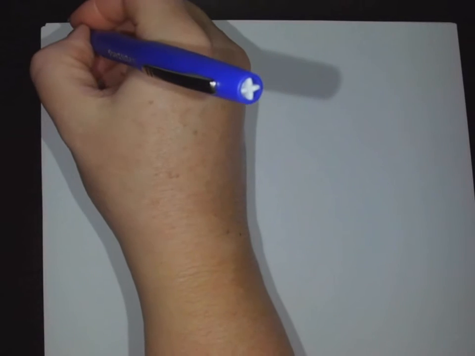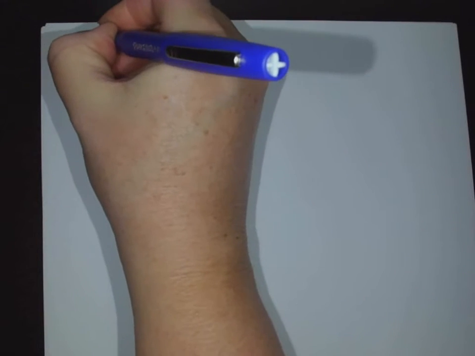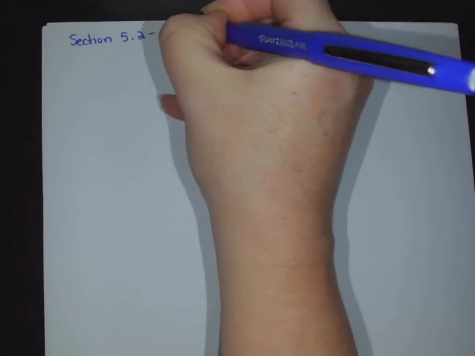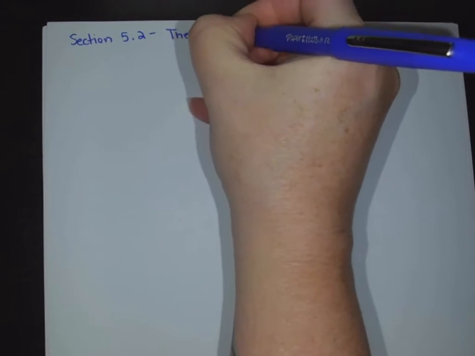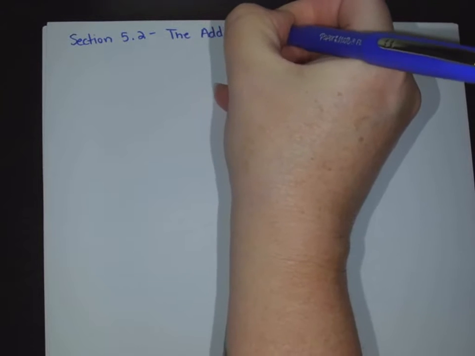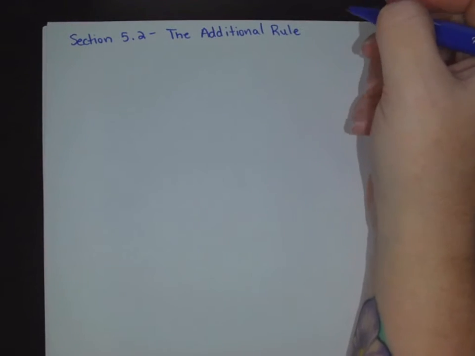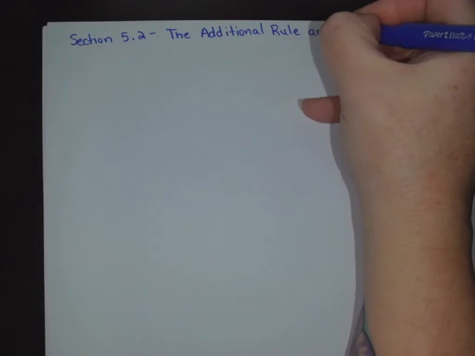All right, so section 5.2 continues the probability topic. These are really short sections, so that's why we're doing 2 in one day. But section 5.2 is the addition rule and the rule of complements.